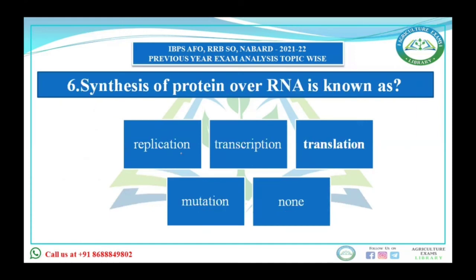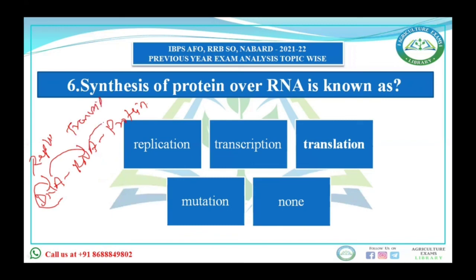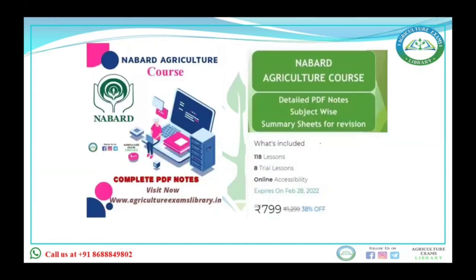Synthesis of protein over RNA is known as replication, transcription, translation, or mutation, and you must all know this. See, suppose we talk about DNA, RNA, and protein. If DNA is formed from DNA, then it is replication. When RNA is formed from DNA, it is transcription. When protein is formed over RNA, that is translation. Okay, then the question was about translation. I have not gone deep into these questions, otherwise it will take a lot of time.